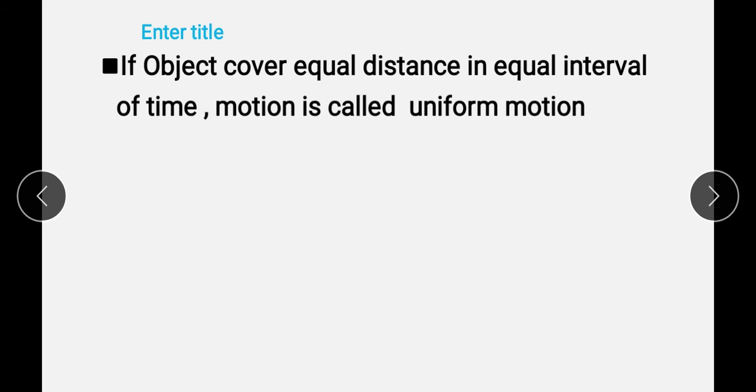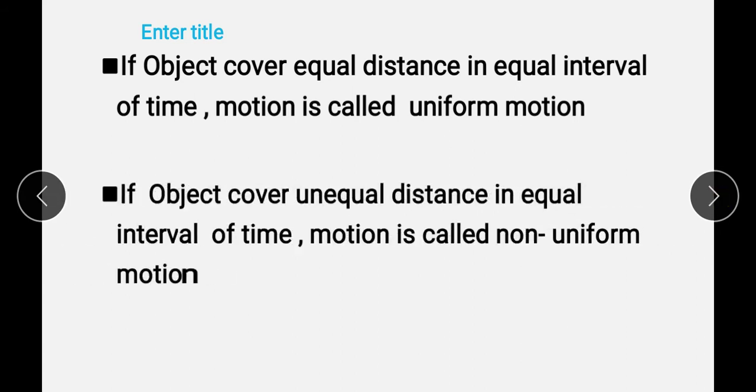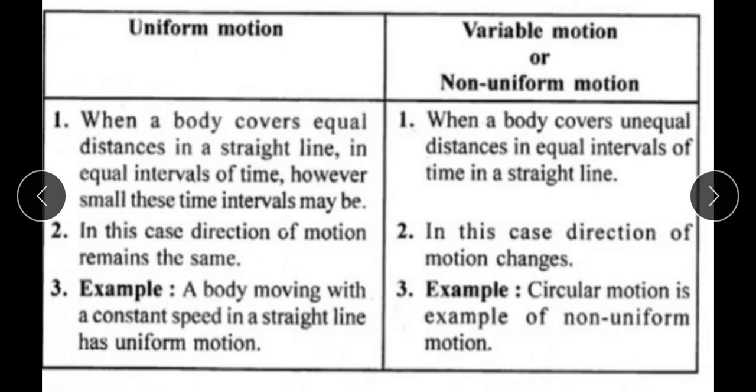If an object covers equal distance in equal intervals of time, the motion is called uniform motion. If an object covers unequal distance in equal intervals of time, the motion is called non-uniform motion. Difference between uniform motion and non-uniform motion.